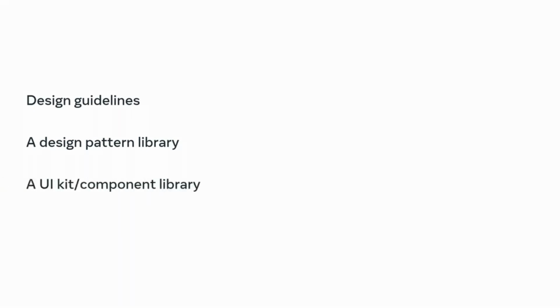There is no set list of items that must be included in a design system. However, the most successful design systems frequently have the following features: design guidelines, a design pattern library, a UI kit or component library, and finally, process design guidelines. Let's explore what these are in more detail.